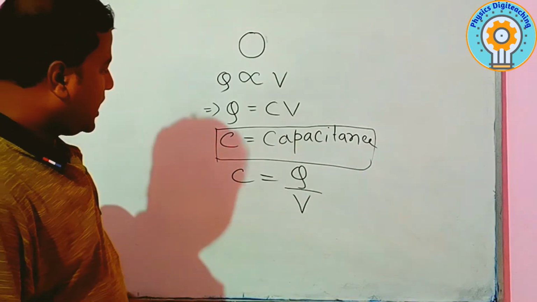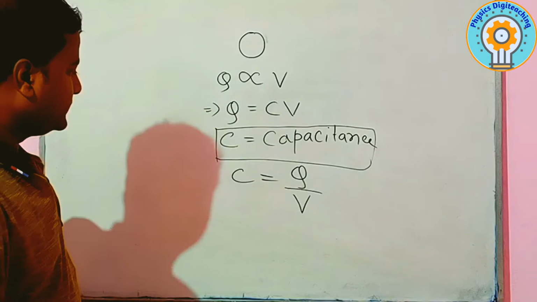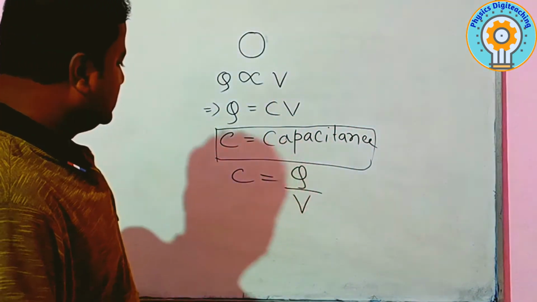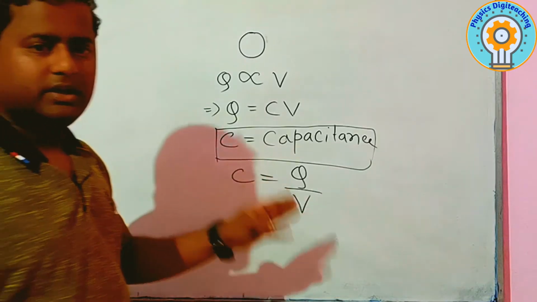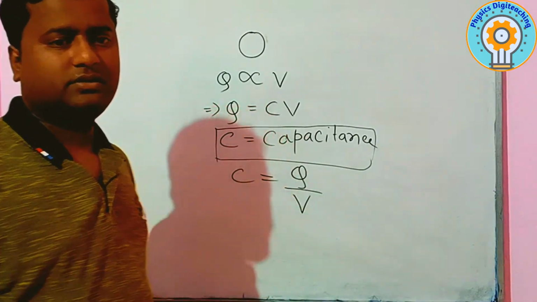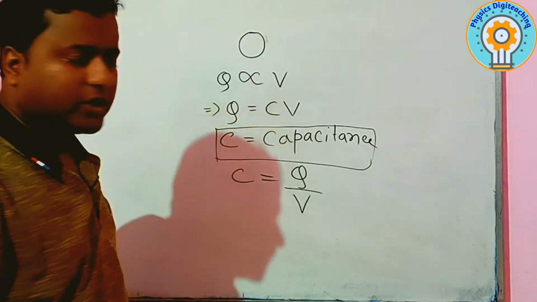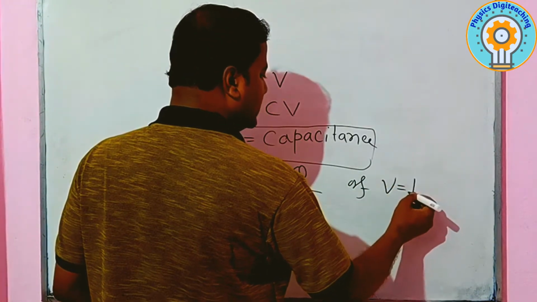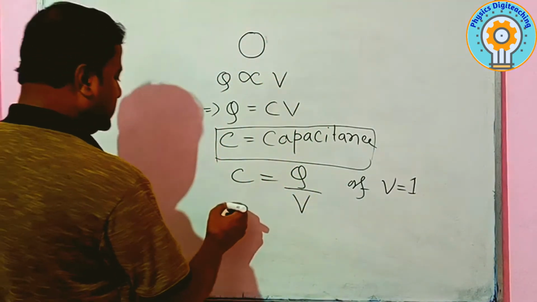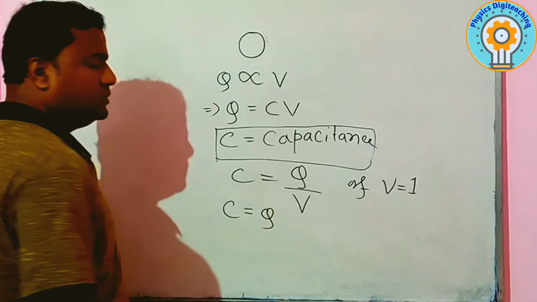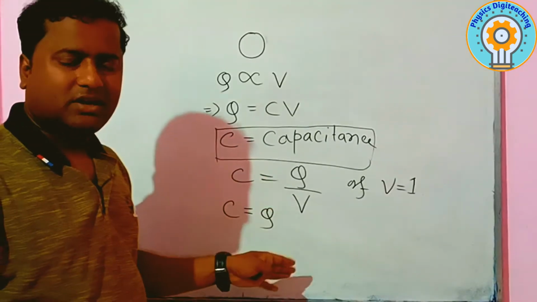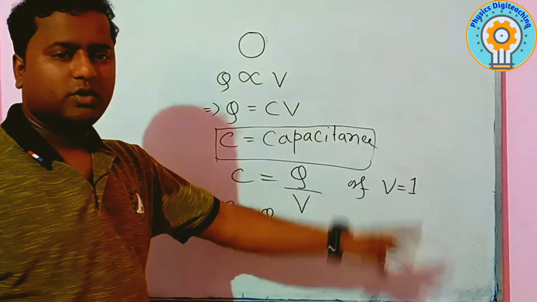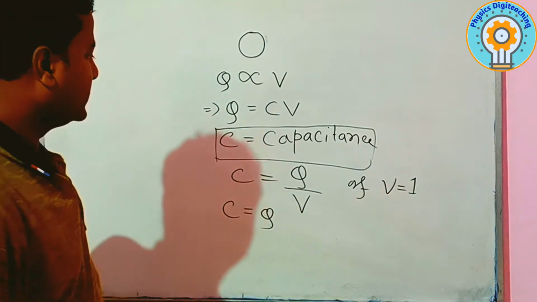Then numerically, how do we define the capacitance C? Here C is the capacitance. We can define capacitance as the required charge to increase its potential by unit. How? If V equal to 1, then we see that the capacitance C equal to Q. That is, capacitance equal to charge. This is the charge to increase its potential by unity. This is the capacitance.